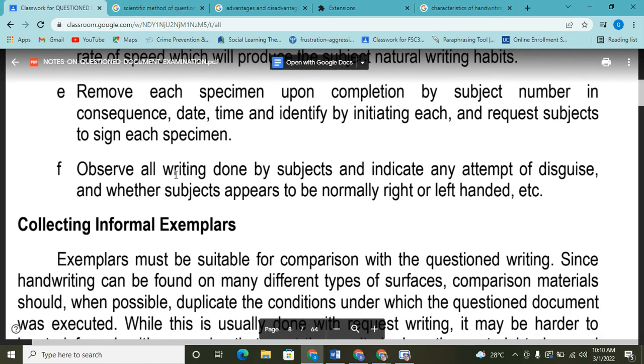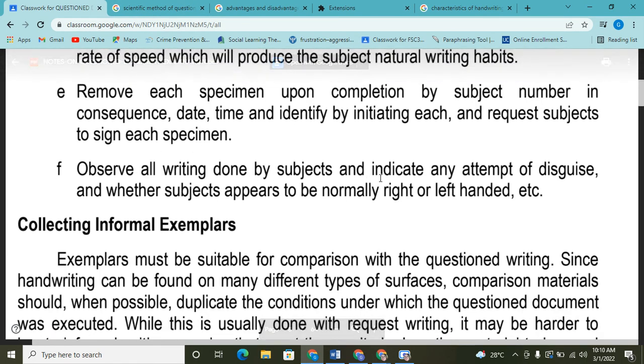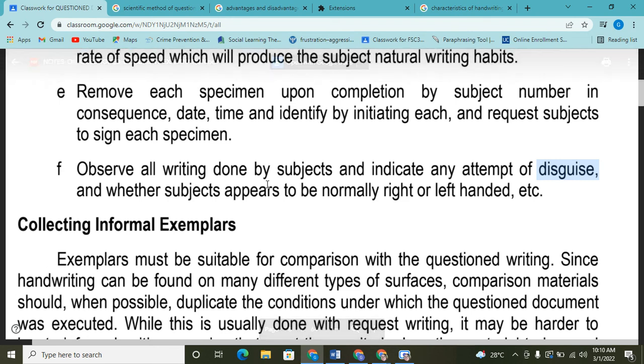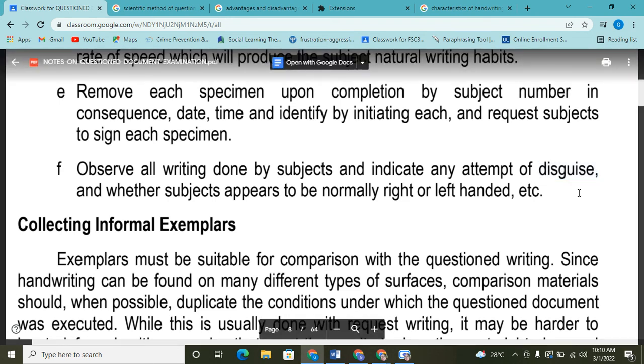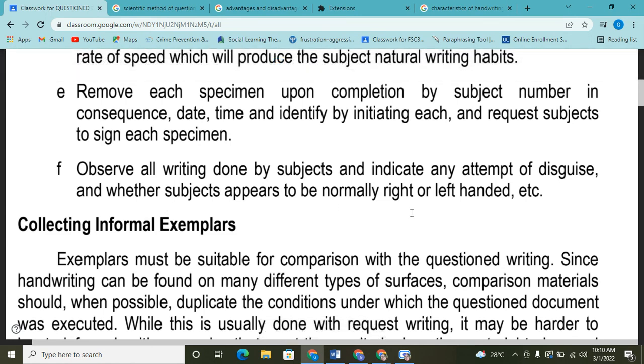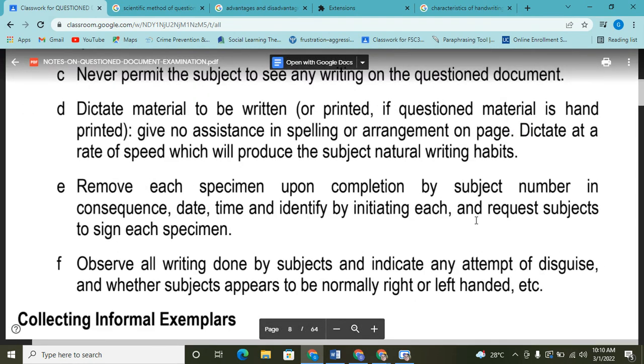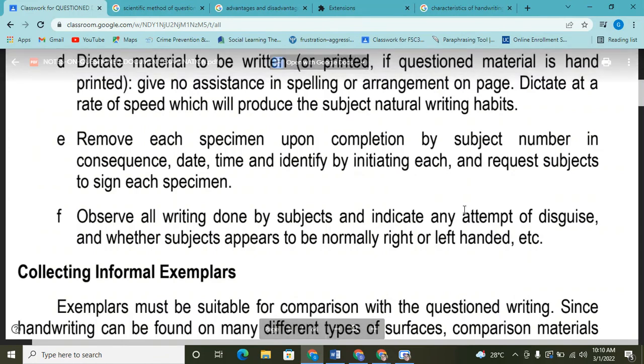Another, observe all writing done by the subject and indicate any attempt at disguise. When you say disguise, you willfully alter your handwriting. Also note whether the subject appears to be normally right-handed or left-handed. Okay. Questions, clarifications do you have?